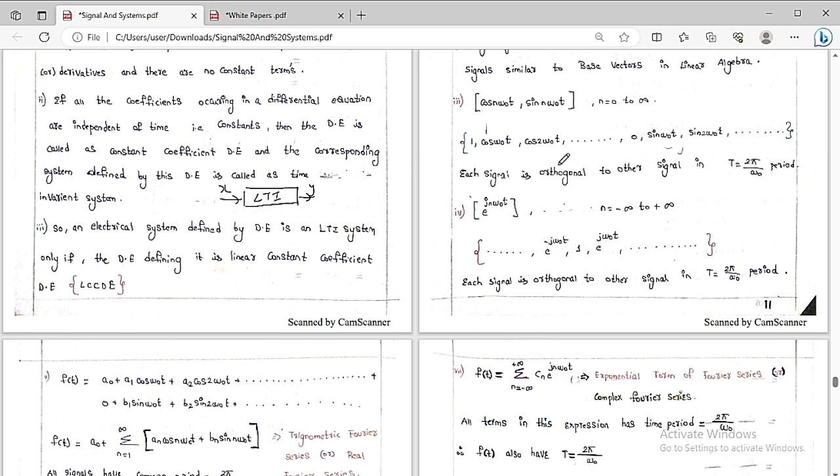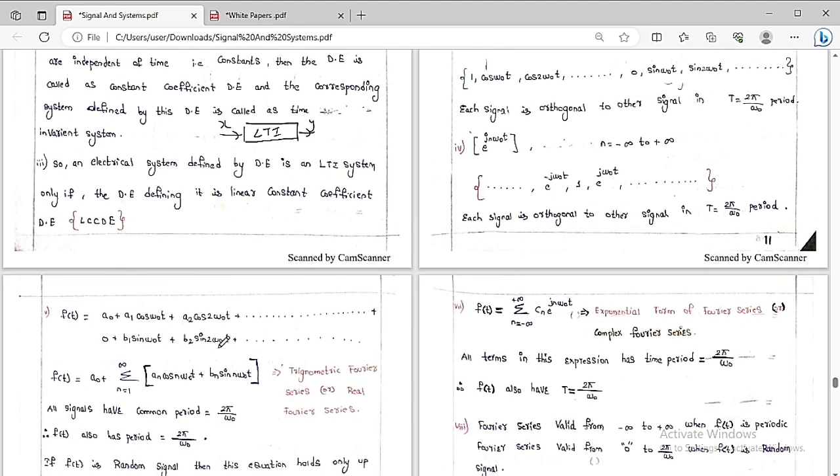So f of t is equal to a linear combination, meaning multiply by constants: a0 plus a1 into cos omega naught t plus a2 into cos 2 omega naught t and so on, plus b1 into sin omega naught t plus b2 into sin 2 omega naught t and so on. So we did the linear combination of these base signals in order to represent any signal that we want.